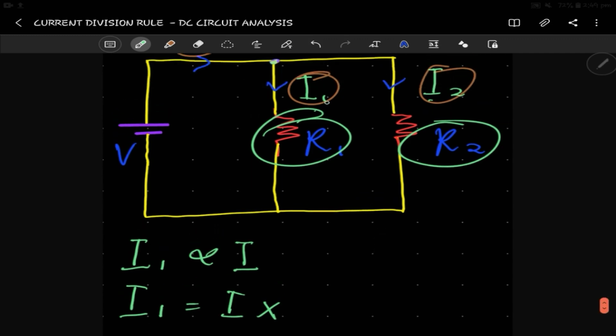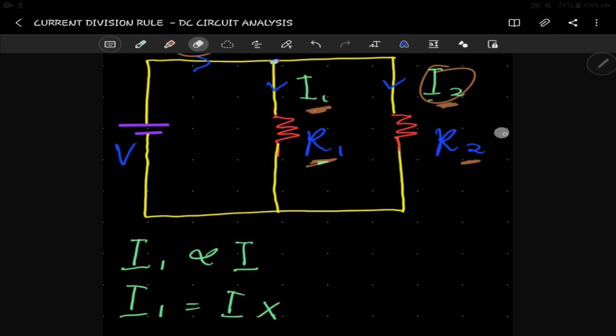You see, if you are trying to find I1, I1 passes through R1. This I1 current here passes through R1, and then this I2 passes through R2. So this is how it goes.